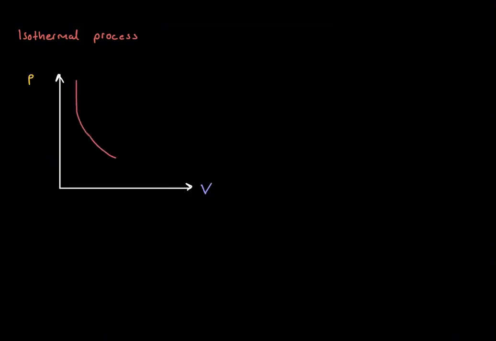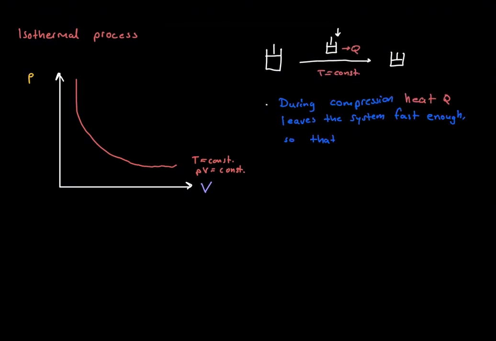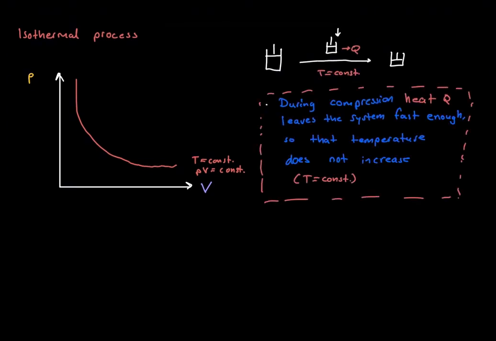The first case is isothermal compression. Isothermal means constant temperature, so the temperature does not change. During compression, heat leaves the gas fast enough to keep the temperature constant. Because the gas stays cooler, this process requires less work.